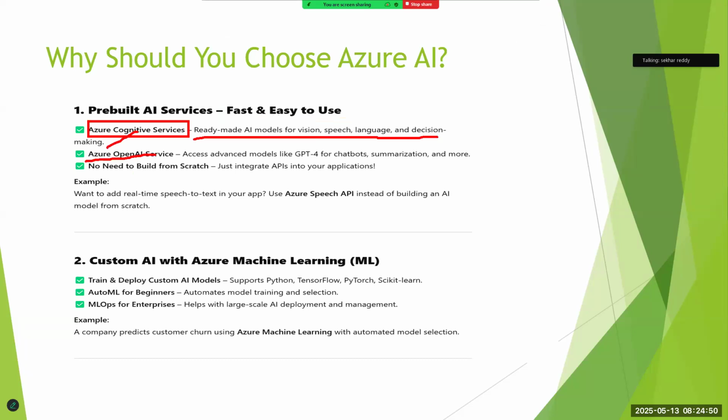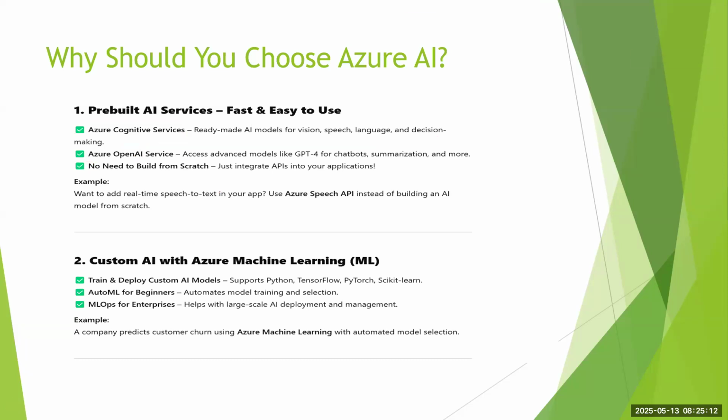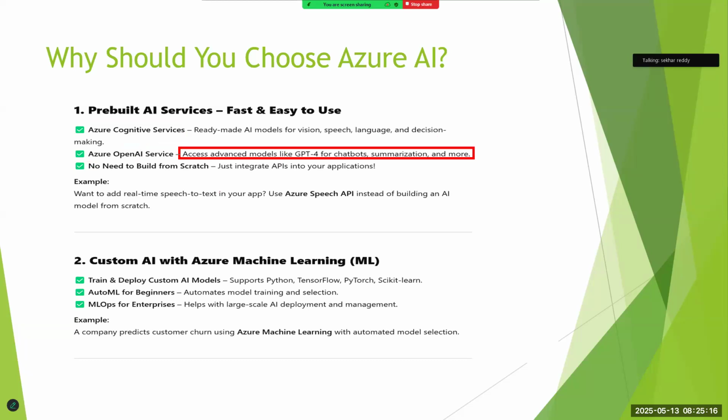With Azure OpenAI, whatever services OpenAI launches, we can directly integrate into our application, because we are accessing them through the Azure portal. In other words, we are accessing them through Azure compliance and enterprise-grade security. It shows you can access advanced models like GPT-4, chatbot, summarization, and many more.